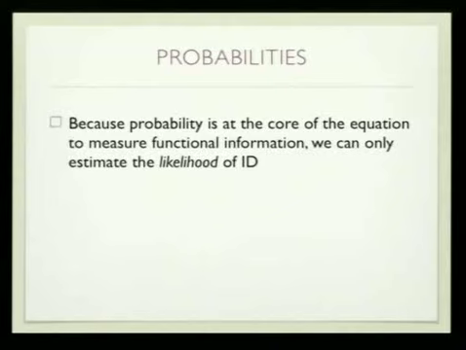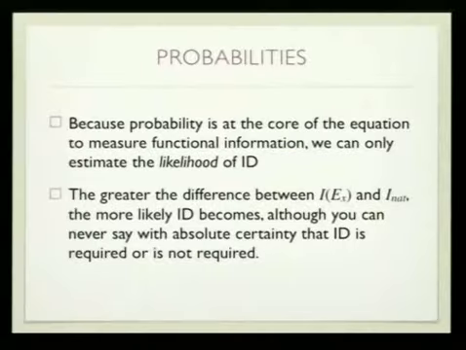In their paper that was just published this past year on measuring functional information, what they state is that probability is at the core of measuring functional information. It is at the core of the equation. In other words, that ME over N represents a probability. That's at the core. So there's no way we can escape dealing with probabilities in measuring functional information, at least according to this paper published in a peer-reviewed journal.